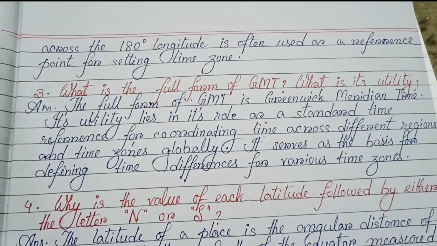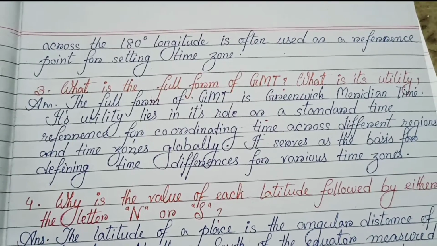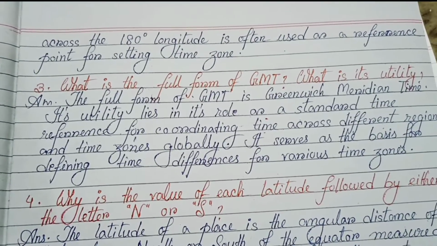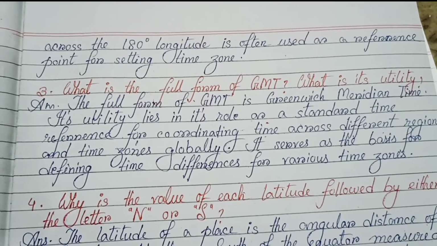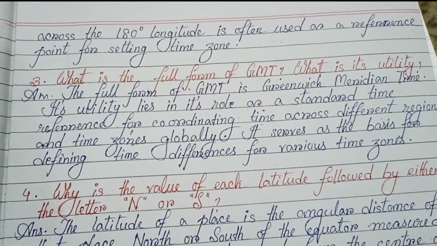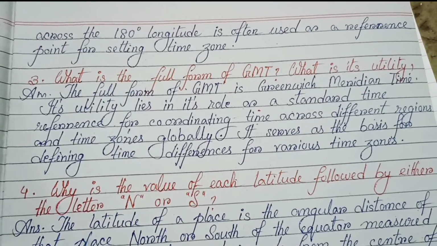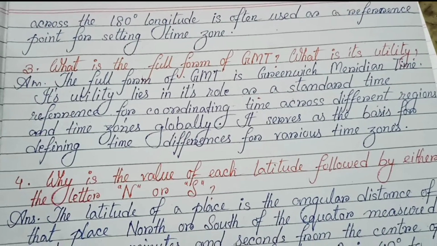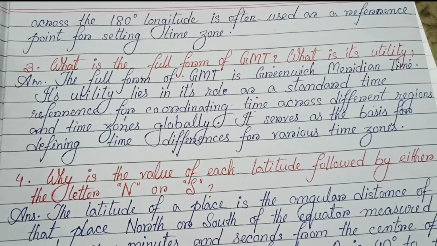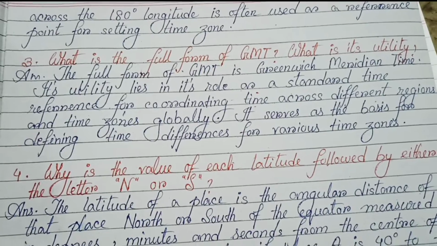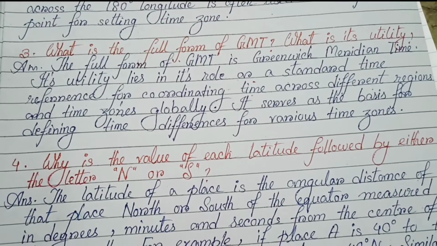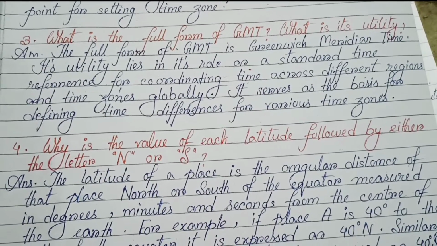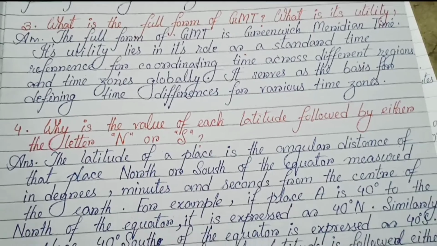Number 3, what is the full form of GMT? What is its utility? The full form of GMT is Greenwich Meridian Time. Its utility lies in its role as a standard time reference for coordinating time across different regions and time zones globally. It serves as the basis for defining time differences for various time zones.